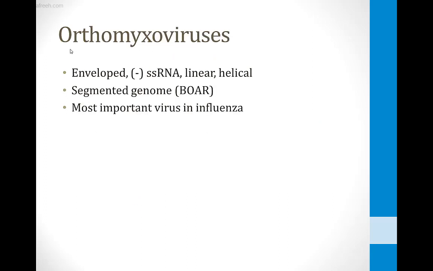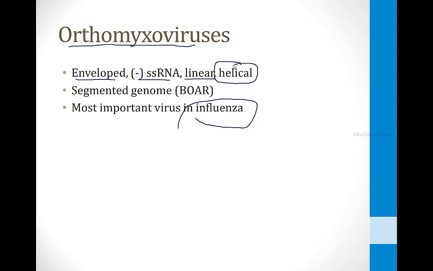The next family of RNA viruses are the orthomyxoviruses. The most important member of this family is the influenza virus. These are envelope viruses with a negative sense single-stranded RNA genome that is linear and has a helical capsid. And the orthomyxoviruses are segmented. Remember, the mnemonic for segmented viruses is BOR, and the letter O stands for orthomyxovirus.